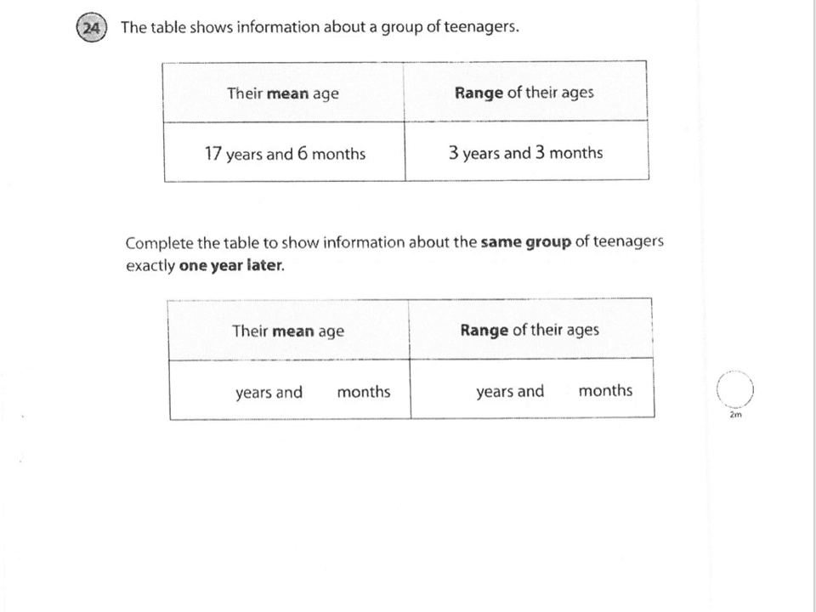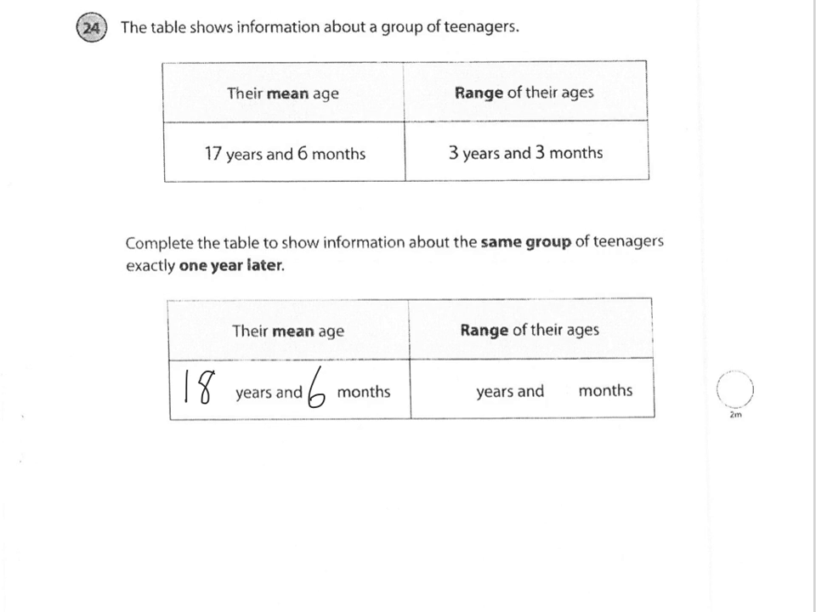The table shows information about a group of teenagers. Their mean age is 17 years and 6 months, and the range of their ages is 3 years and 3 months. Complete the table to show information about the same group of teenagers exactly a year later. So exactly a year later, each of their ages will have increased by 1 year. So their average age, their mean age, is going to be 18 years and 6 months.